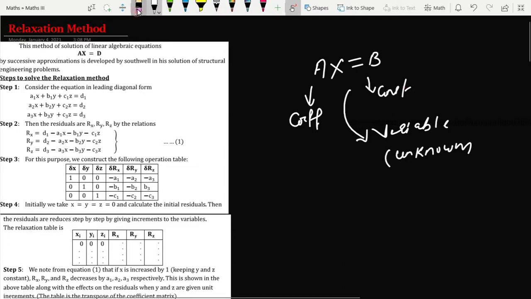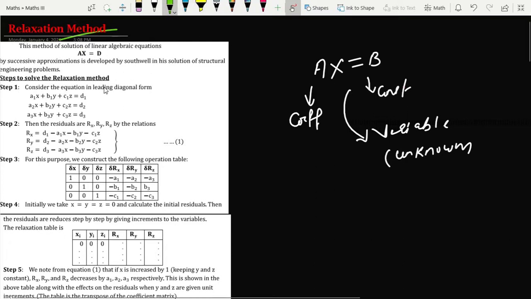In the previous lecture we already discussed how to solve linear or simultaneous equations by using the Gauss-Seidel method, and in today's lecture we will discuss the relaxation method for solving such equations. First we start with the procedure of the relaxation method, and then we work out some examples based upon it. So, the steps to solve by the relaxation method.